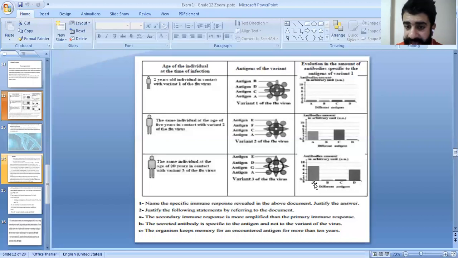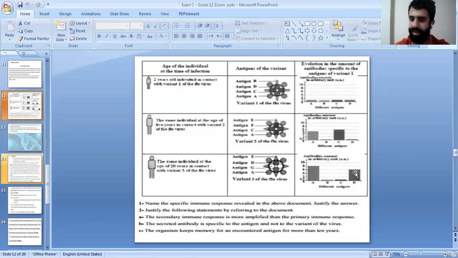The amount of antibodies against A increases. If you see here, there was 1. Then it increases after the second encounter to 5. Then here it increases to about 8 AU. While those of D increase to about 6 AU. So after the second encounter, after the secondary response, the amount of antibody will increase to a higher value. This explains that the secondary immune response is more amplified. Some of you are going to say more amplified, more persistent, faster.